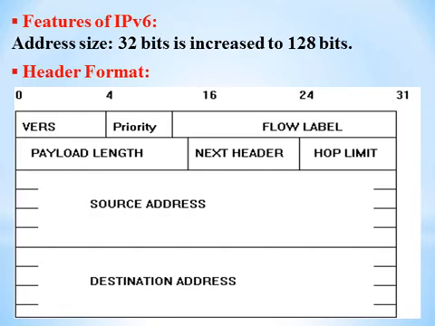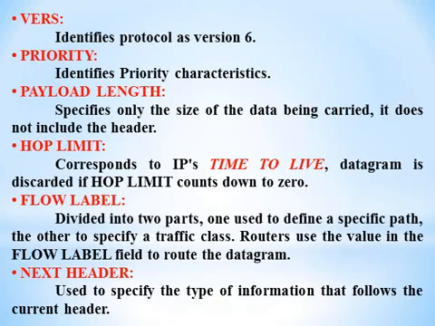So these fields are seen one by one. Next, VERS identifies the protocol version. In this case the version number is 6, that's why we call it IPv6. Priority identifies the particular priority characteristics. To whom priority is given first will be defined by this particular field.